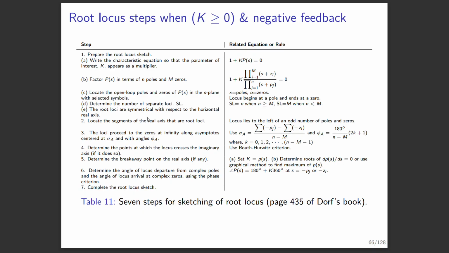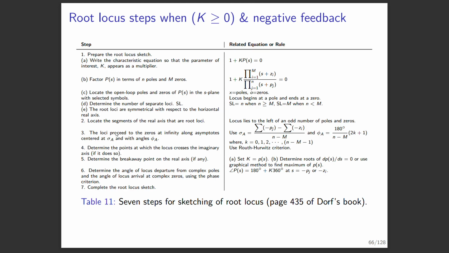So what we learned before was that we prepare the locus to sketch, we factorize the transfer function, we locate the open loop poles and zeros, we determine the number of separate loci based on the number of poles and zeros, and then we locate the segments of the real axis that are root loci. We already did all of these. Now let's look at number 3.